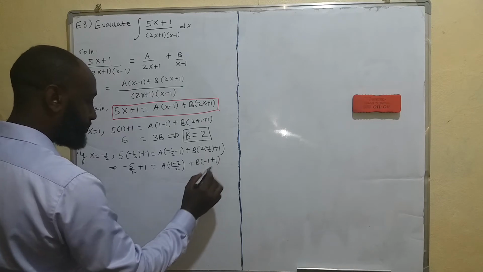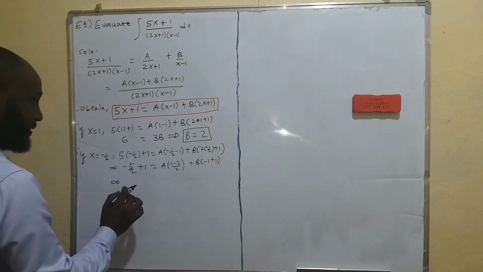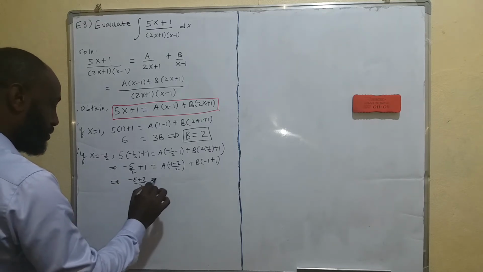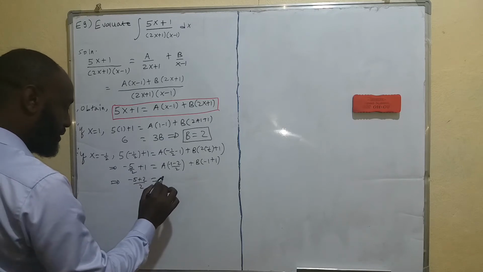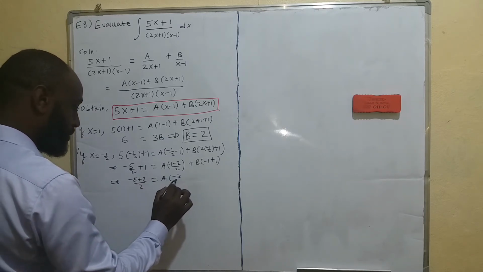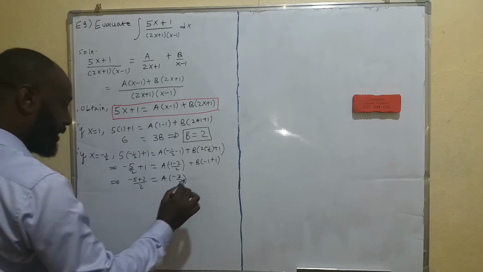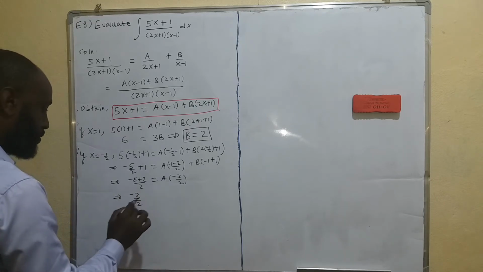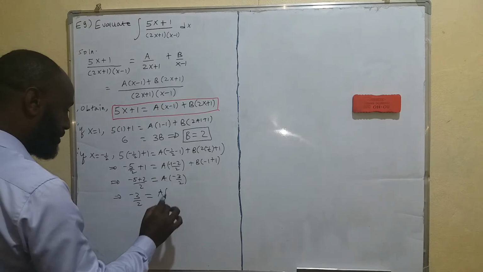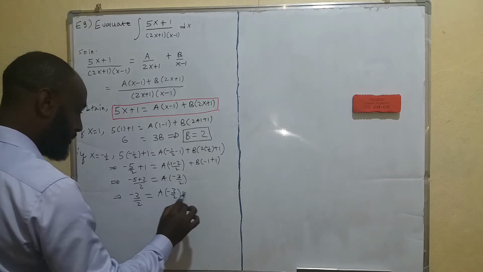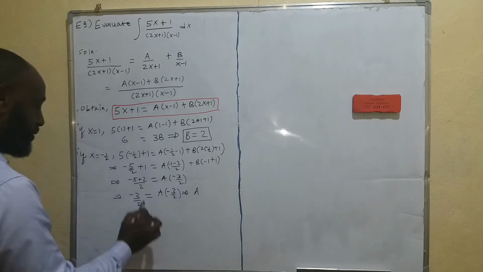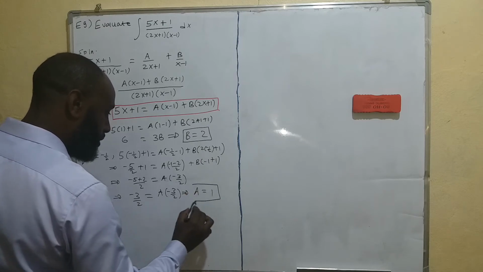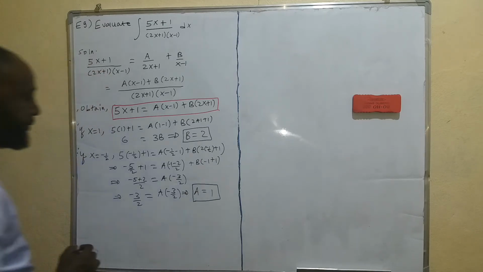The B term is B times (−1 plus 1), that is 0. So this is simply (−5 + 2) over 2, and this is A times −3/2. Again, −5 plus 2 over 2 is −3/2. So this is A times −3/2. Cancelling −3/2 by −3/2, we get the value of A to be 1.